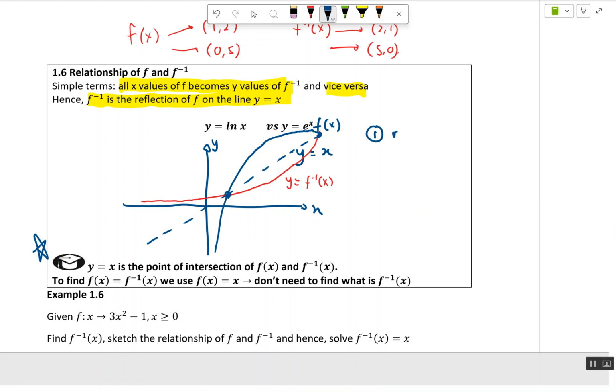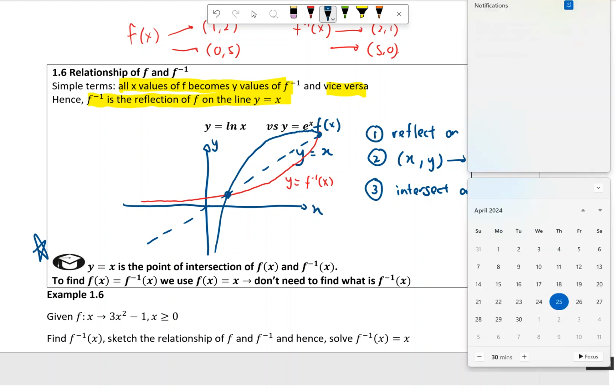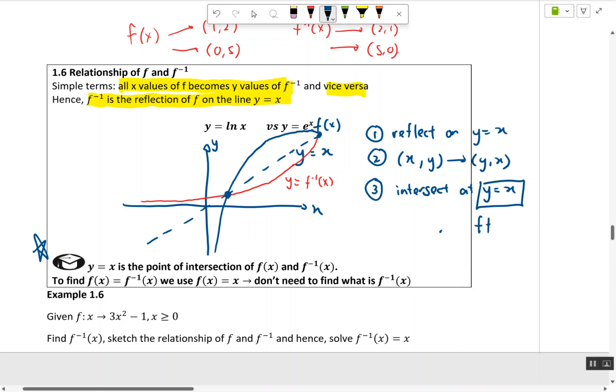Number one, you must know both of them are reflected on y equals x. Number two, all the (x, y) will now become (y, x), on any points of the graph. And number three, they will always intersect at y equals x. Later on, in the next video, you will realize that y equals x is also called f inverse f, or f f inverse, it doesn't matter.